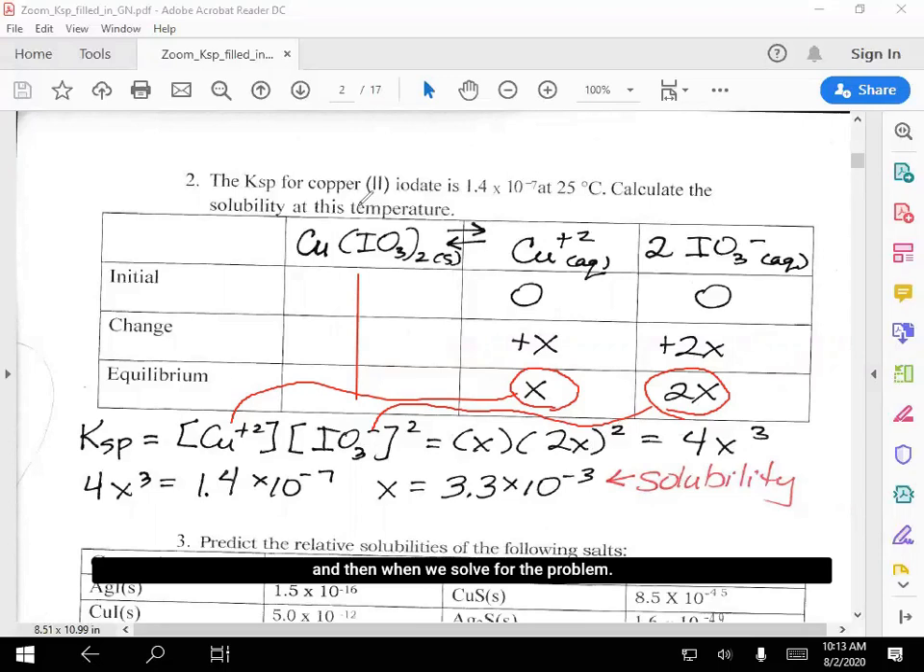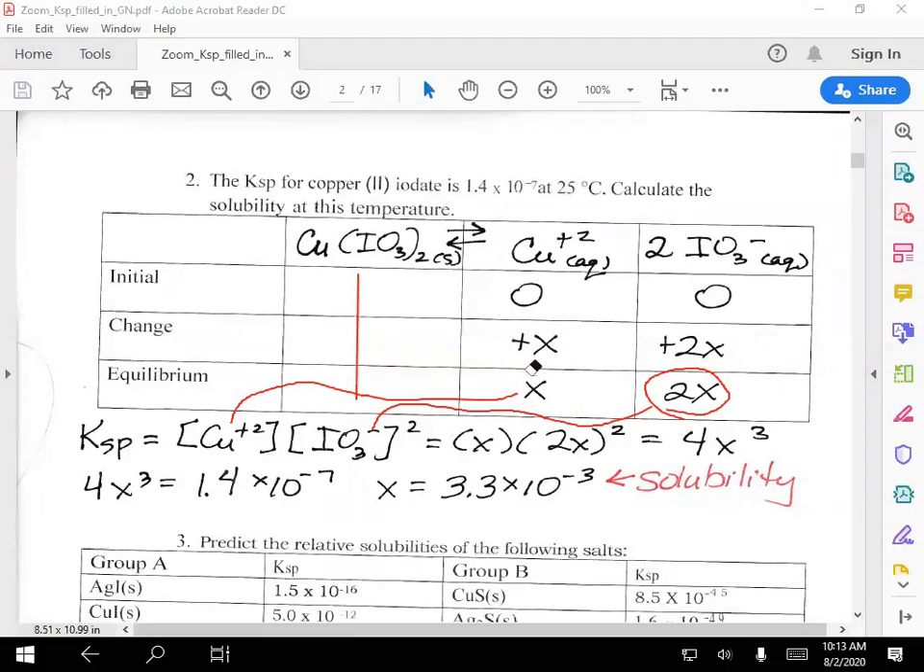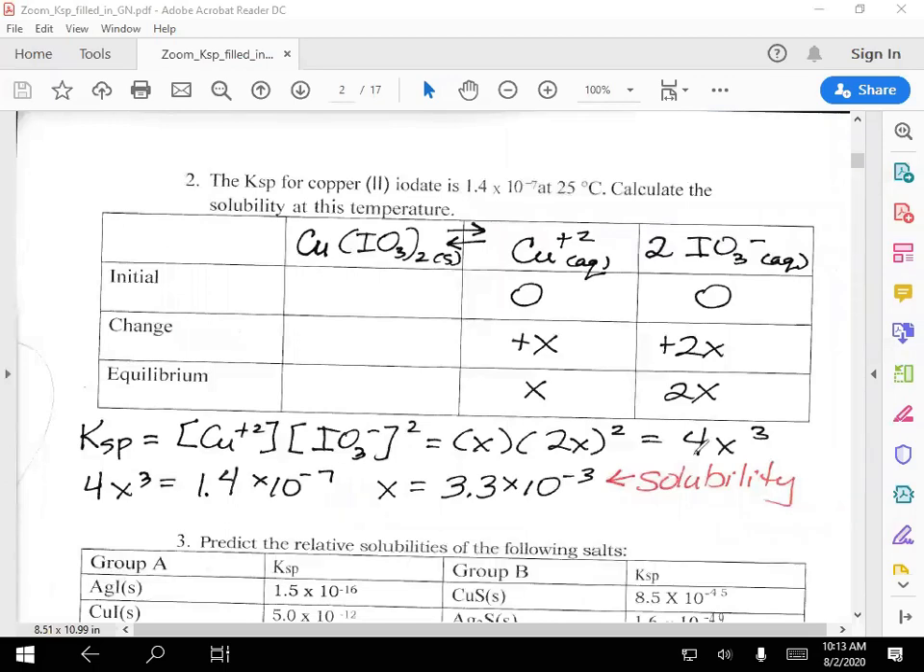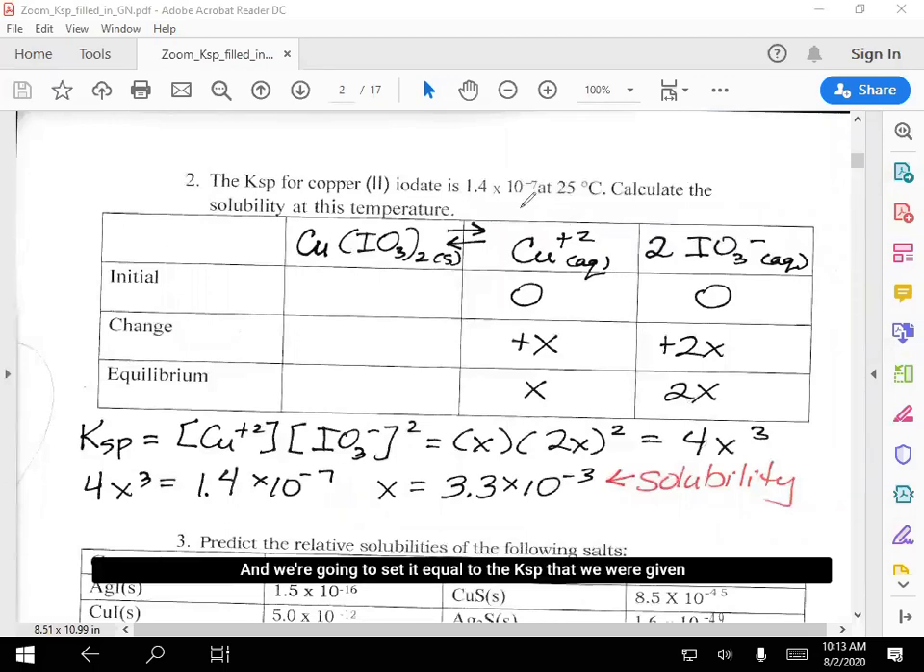And then when we solve for the problem, we're going to take the 4x cubed that we got here, and we're going to set it equal to the Ksp that we were given in the problem. So that goes here. Then we solve for x. The x is our solubility, which is what the question was asking for.